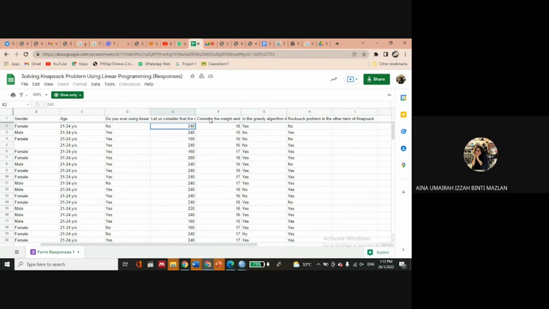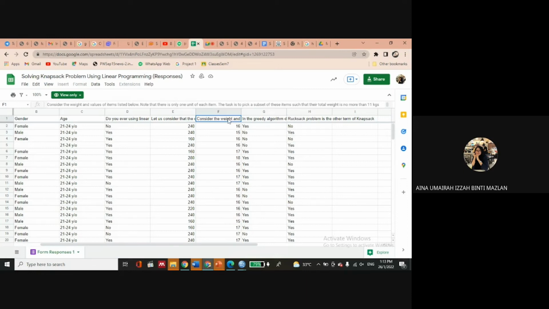Okay, so the next two questions are about the greedy algorithm. First, consider the weights and values of the item list below. Note that there is only one unit of each item. The task is to pick a subset of these items such that their total weight is no more than 11 kgs and their total value is maximized. Moreover, no item may be split.